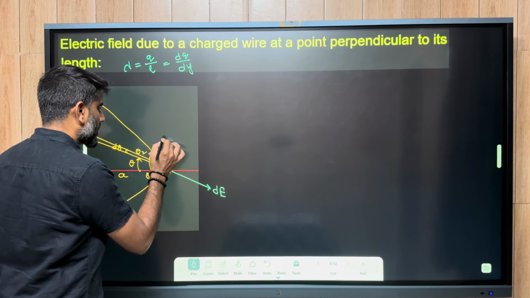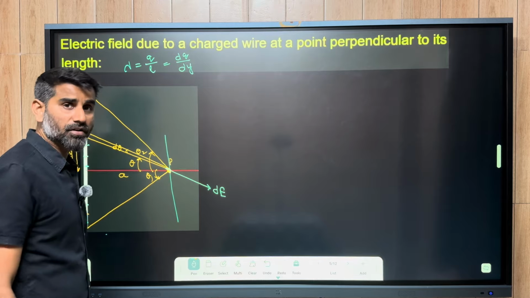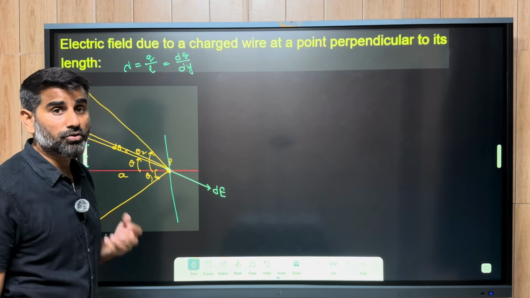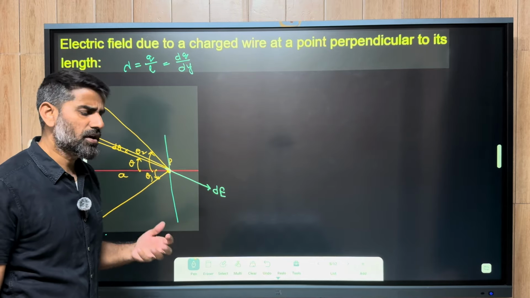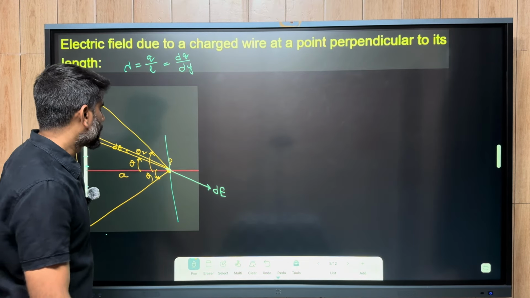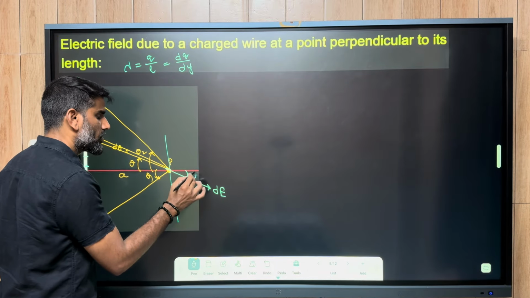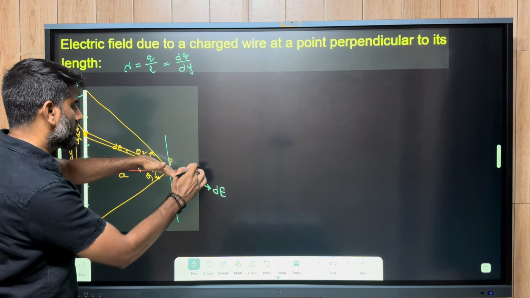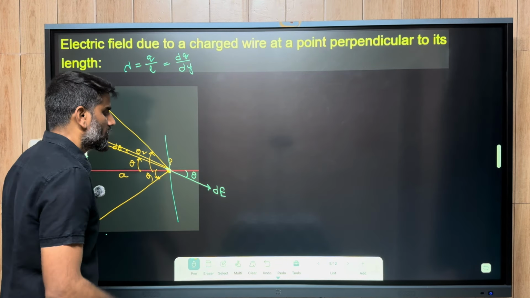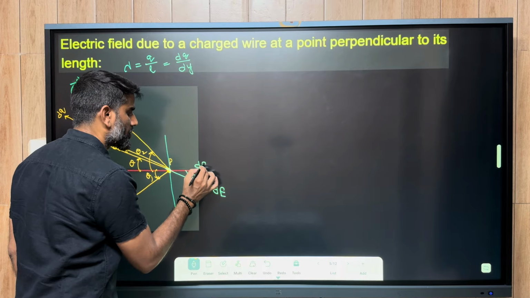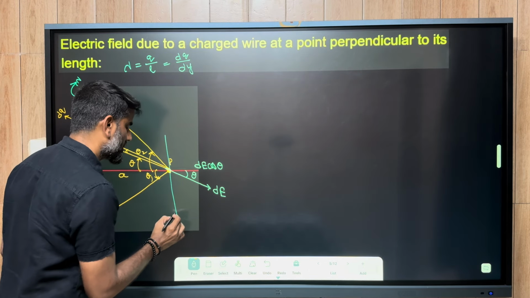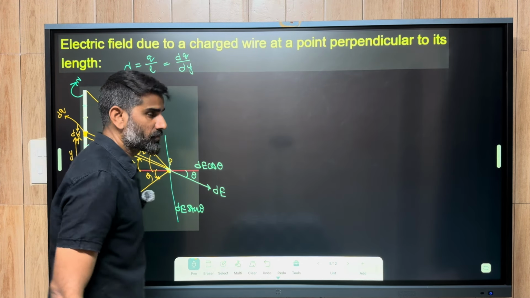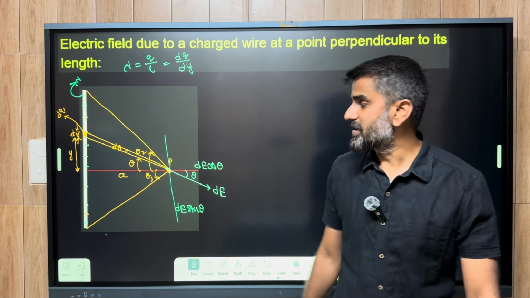As we all know, electric field is a vector quantity. We cannot add the vectors directly. Rather, we use their components to add, or we can add them vectorially. If this angle is theta, then this angle also will be theta. Now this dE can be resolved into two components. One component goes here, which is dE cos theta, and the other goes here, which is dE sin theta.